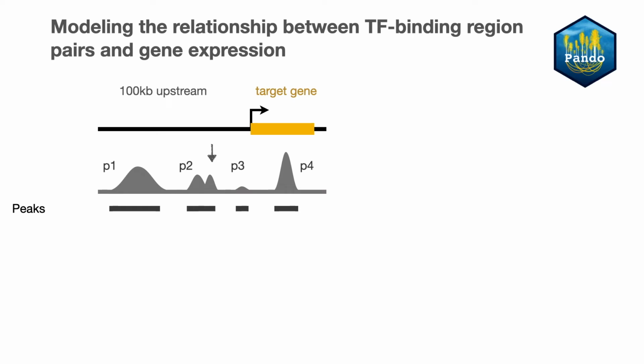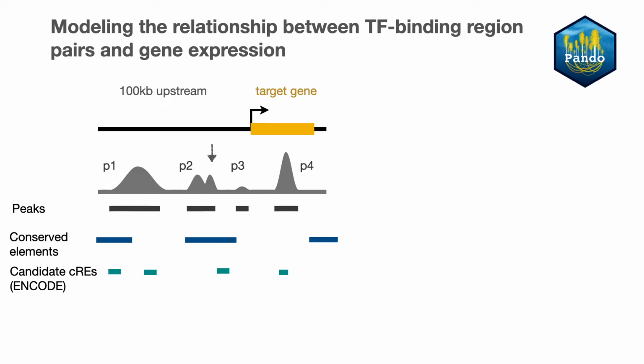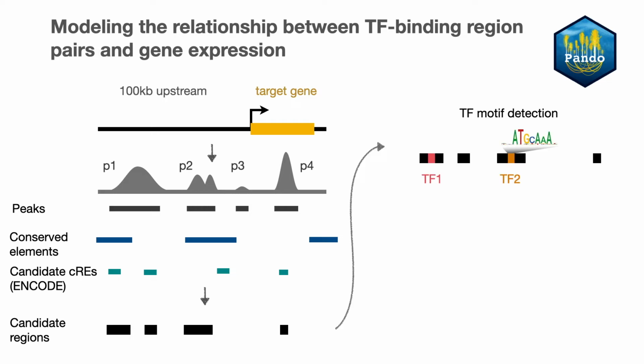First, we consider the peak regions around the regulatory region of a target gene. We can further narrow down these peak regions by considering conserved elements and candidate cis-regulatory elements from ENCODE. By taking the union of these two elements and intersecting them with our peak regions, we obtain a set of candidate regions. In these candidate regions, we can now scan for transcription factor motifs, and this is to pair up each transcription factor with its potential binding site.